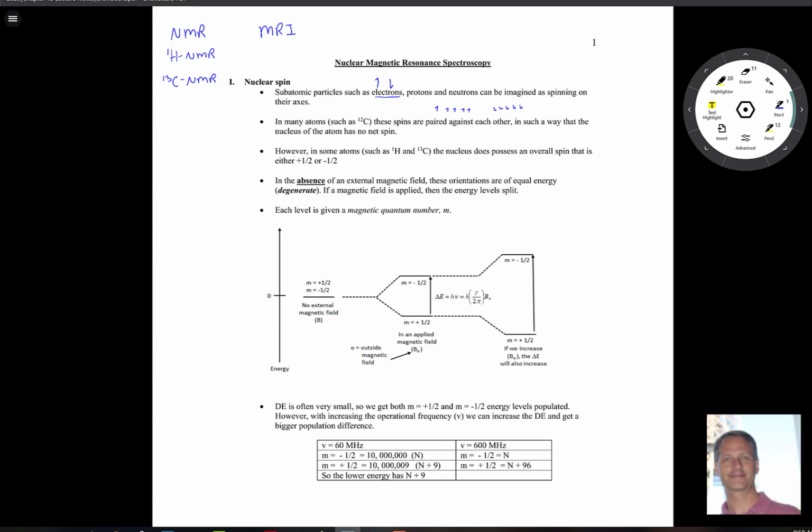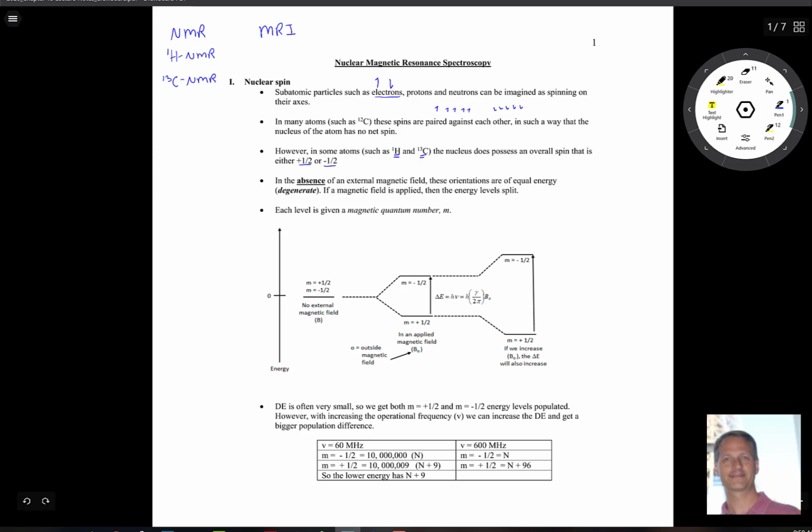Okay? Now it turns out in some atoms, so this is what we're going to look at, right? We're going to look at proton NMR this semester and carbon-13, and there's some other atoms that have NMR active nuclei. The nucleus does possess an overall spin that is either, and we'll just call this, plus 1/2 or minus 1/2. So for the chemistry majors out there, if you go on and you take quantum, you'll learn that there's other spin states. You could have other numbers, but for us, we're going to look at plus 1/2 or minus 1/2.